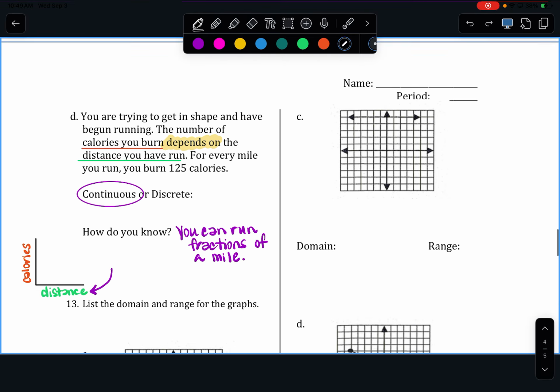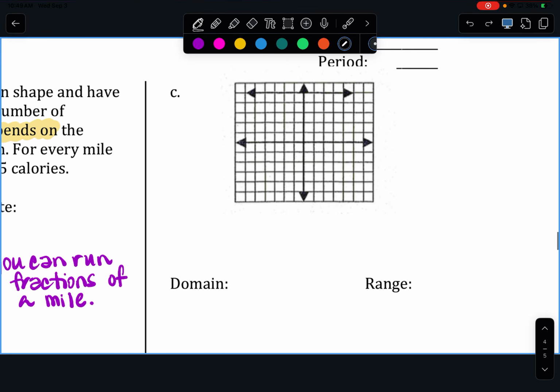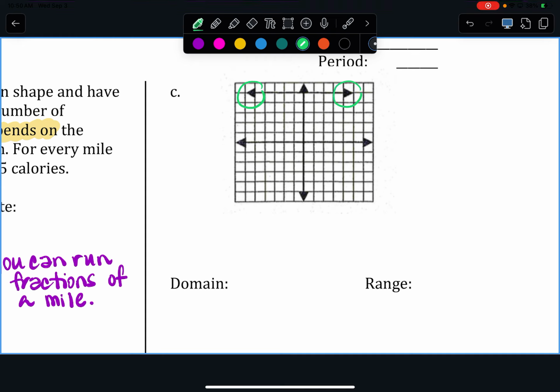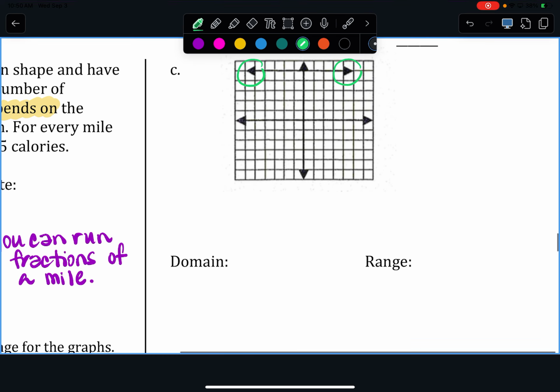All right, sorry, let's see, back up here at C. Okay. So on this one, right, we are doing domain and range again. Is this graph allowed to go forever left? Yeah, because there's an arrow going forever left. Is it allowed to go forever right? Yep. So it has no restrictions left or right. So that means its domain is all real numbers.